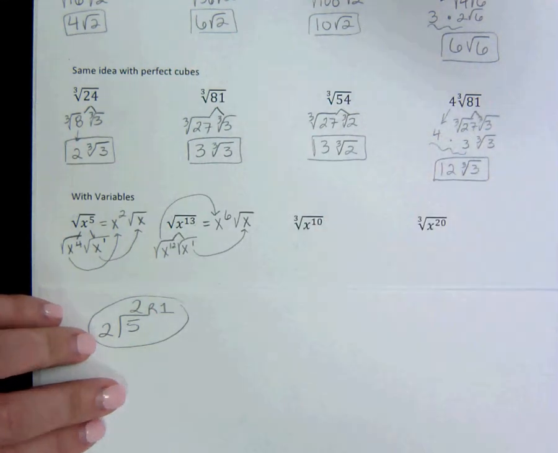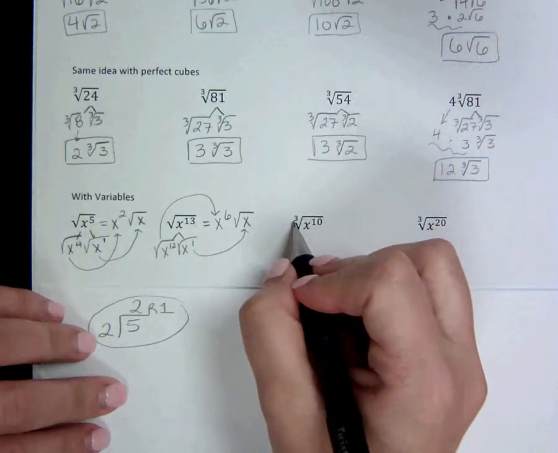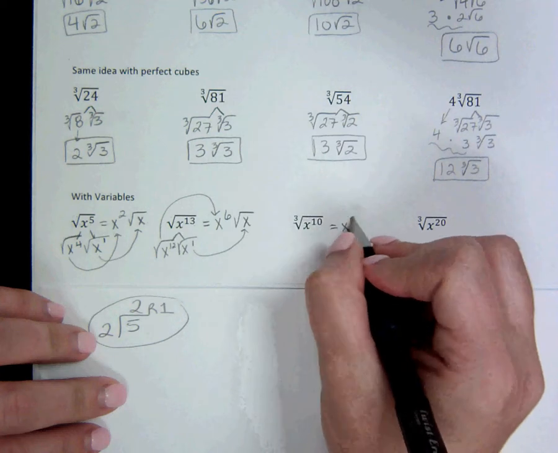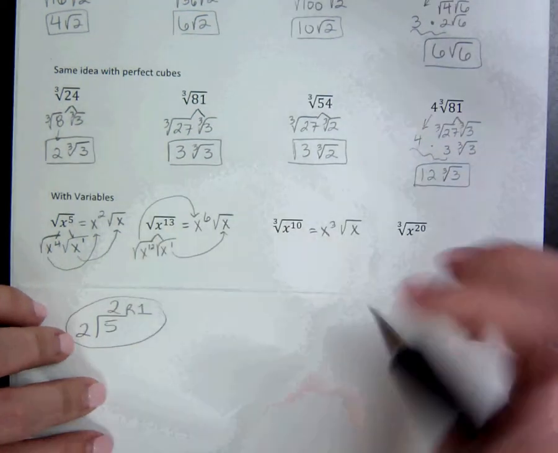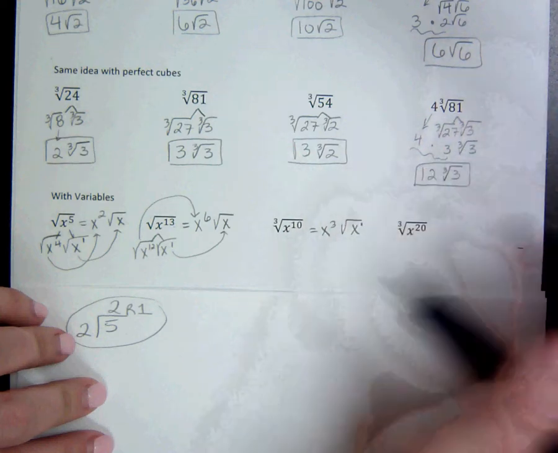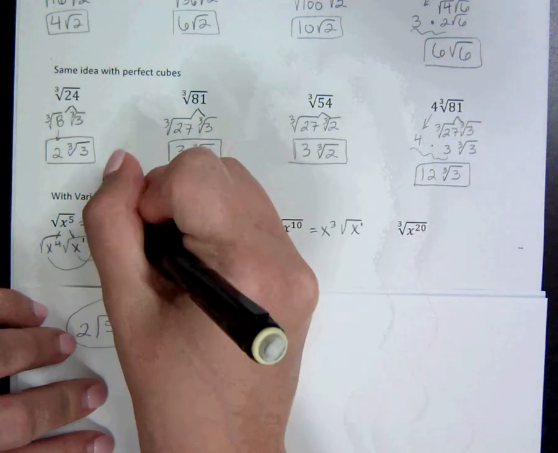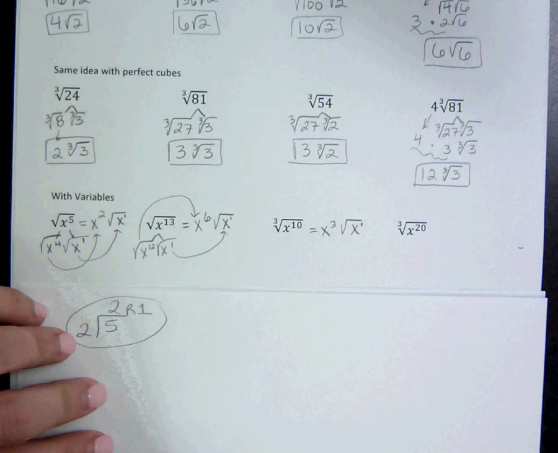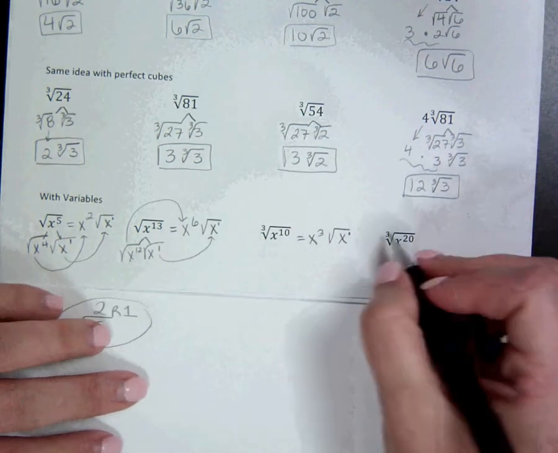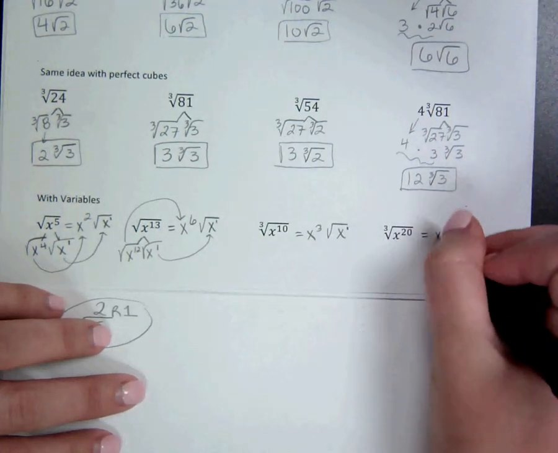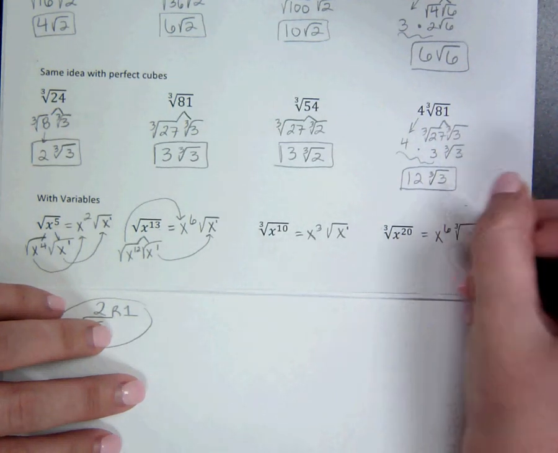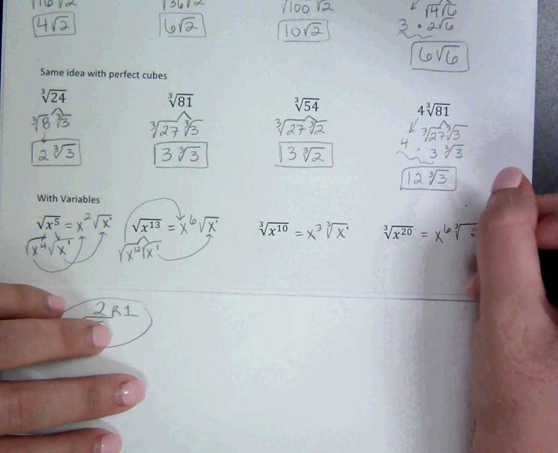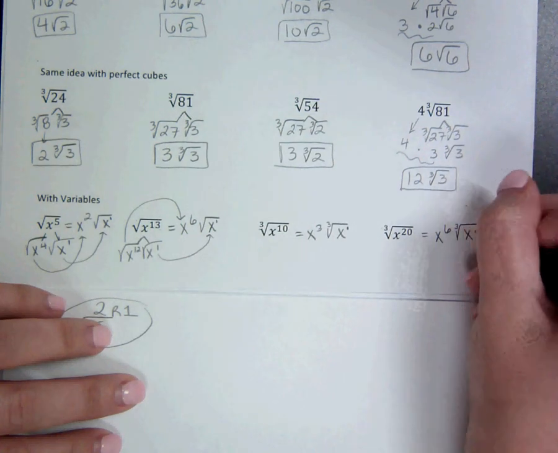With cube roots, it's the same idea. 3 goes into 10 3 times with 1 left over. And you can put a little 1 for the power if you'd like. You just don't usually see it, but you can put it if it helps. 3 goes into 20 6 times with, there should be a 3 there, with 2 left over.